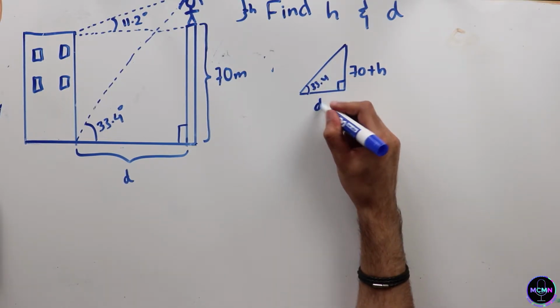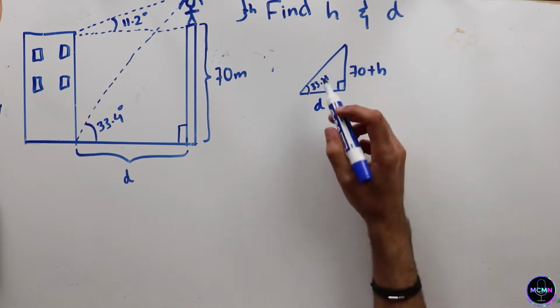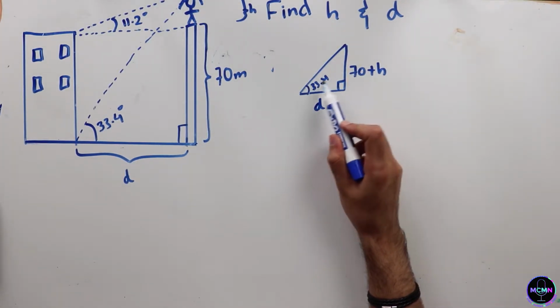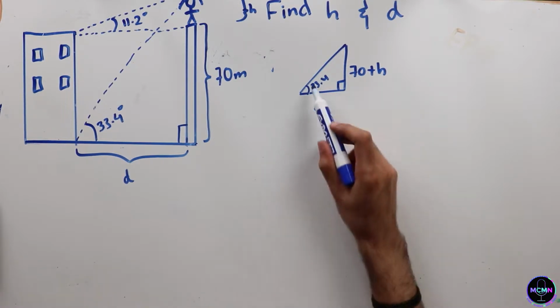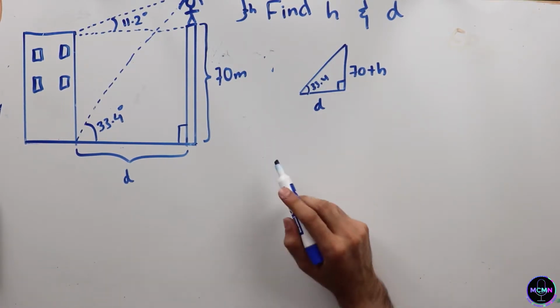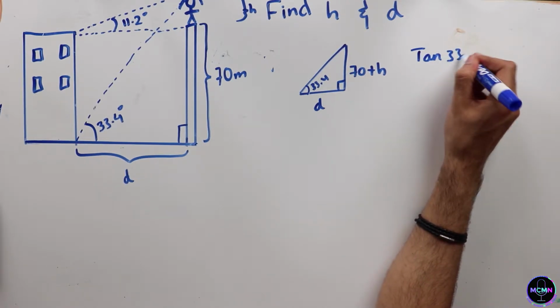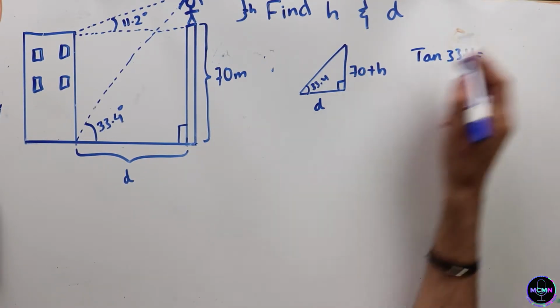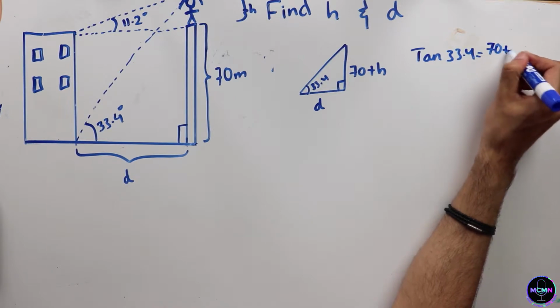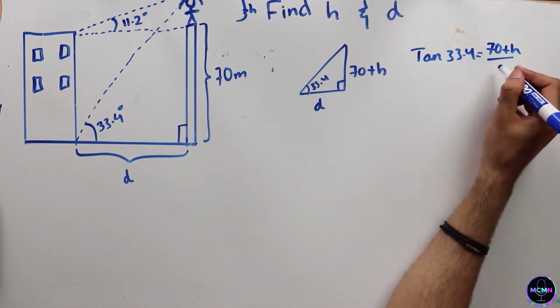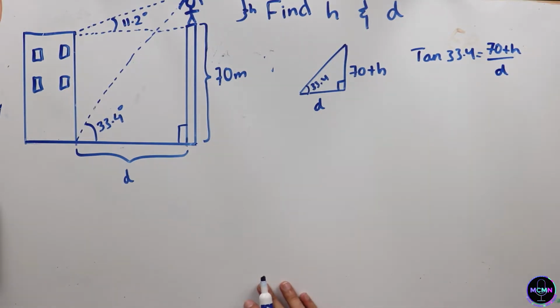Now, if you think SOHCAHTOA again, I have the opposite side, and I have the adjacent. Opposite and adjacent, think TOA. So I've got tan of 33.4 equal to opposite, being 70 plus h, divided by the adjacent, which is just d. Is there anything else I can do there? No, there isn't, because I've got two variables in one equation.